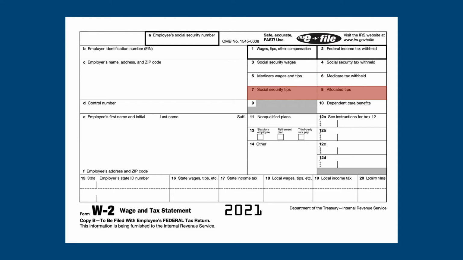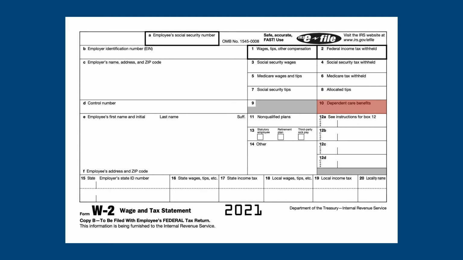Boxes 7 and 8. These boxes are used for tipped employees. Taxation of tipped employees is the topic of another video. Box 9. Not used. In fact, it hasn't been used for over 10 years. Box 10, dependent care benefits.